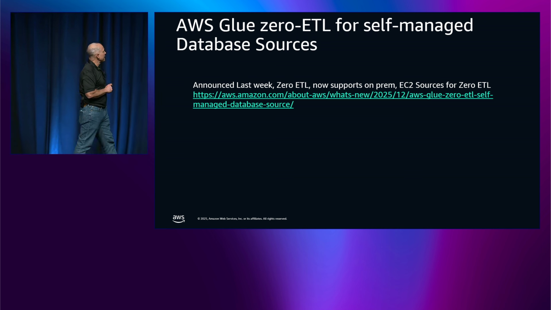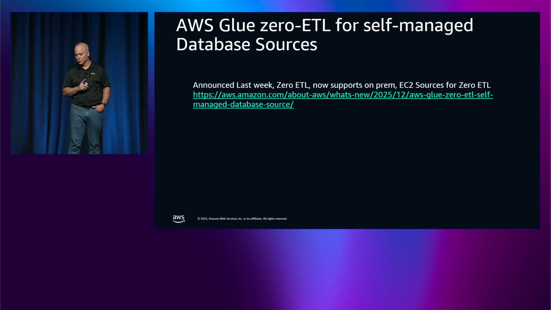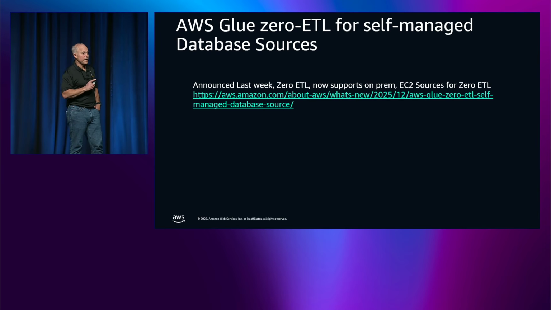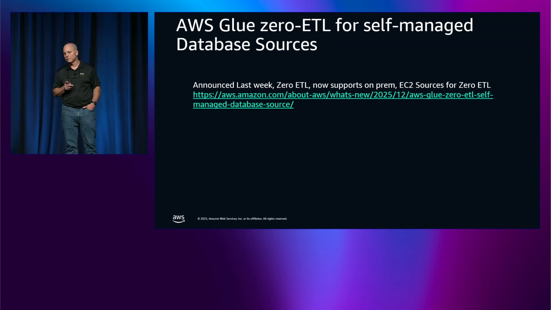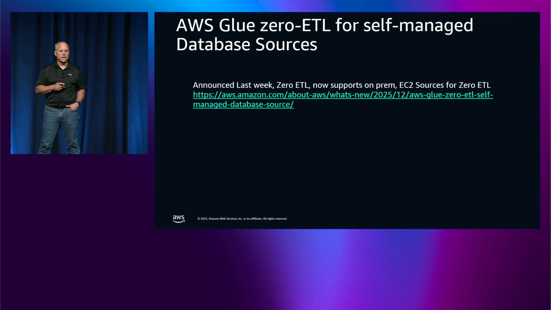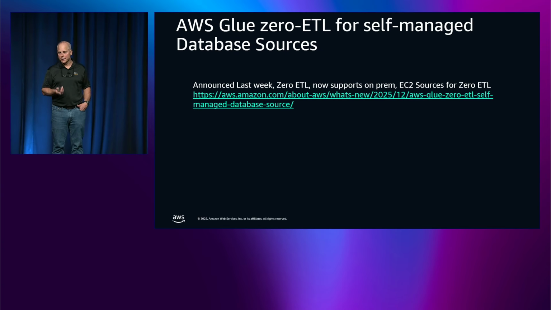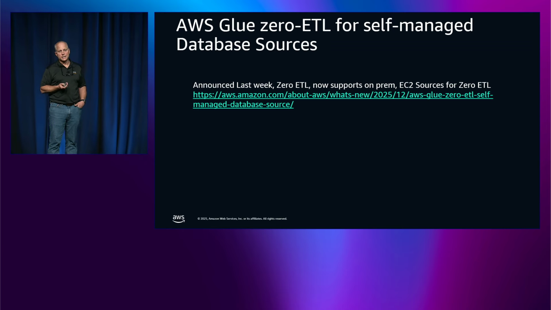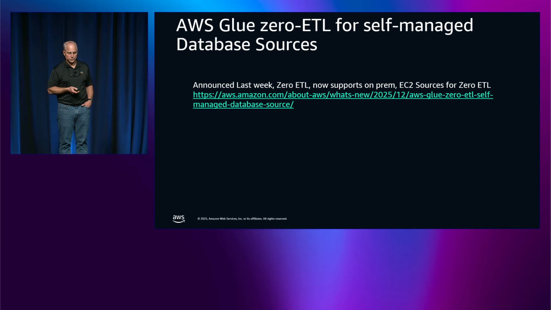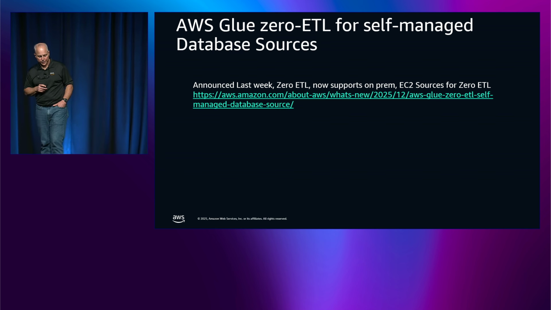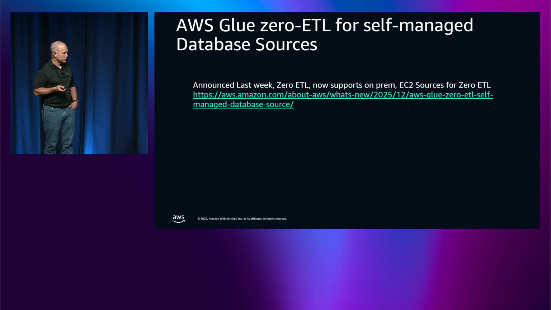Last week, we announced AWS Glue Zero ETL for self-managed databases. So now, if you've got a MySQL, SQL Server, Oracle, or Postgres database running on-prem or running on EC2, now you can use that same zero-ETL magic to bring that data into your AWS analytic services. I did this presentation, most of it, a while back. This got announced last week, but I did want to include and mention it here just so that you're aware of it as well.